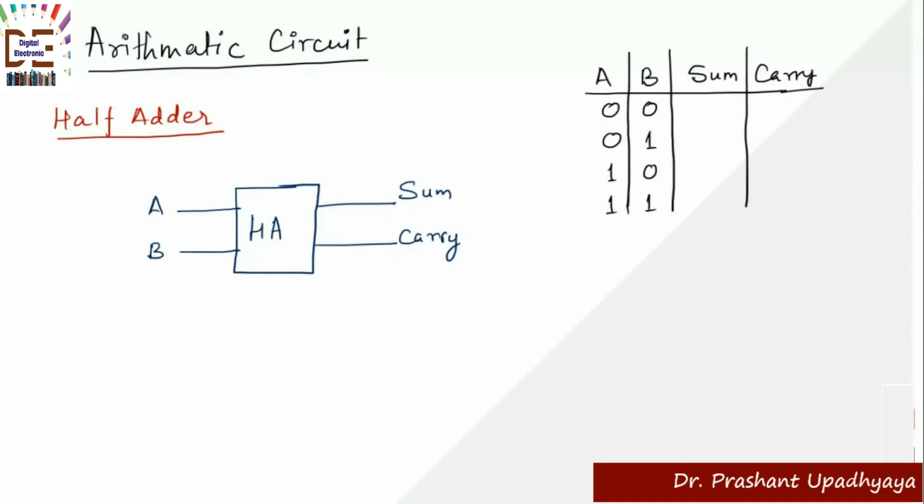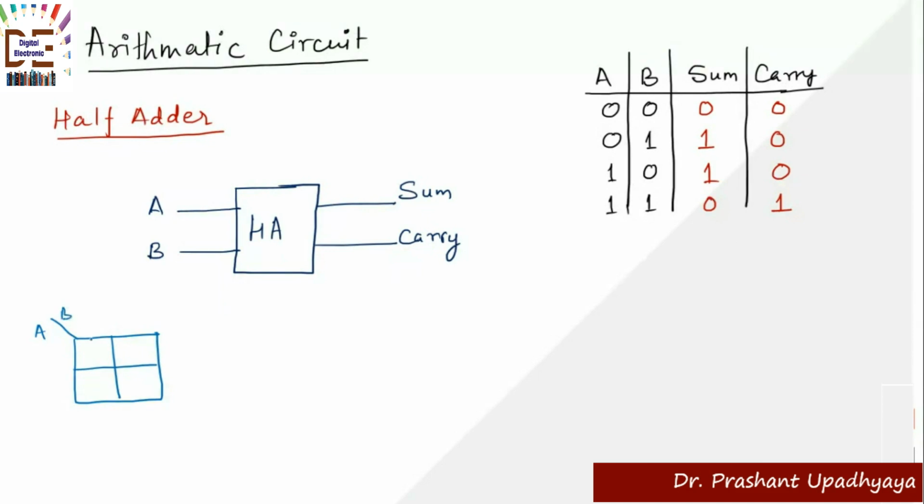If I talk about 0 plus 0, the sum will be 0. What will be the carry? Carry will be 0. What is 0 plus 1? 1. Carry will be 0. What is 1 plus 0? 1. Carry will be 0. Now what is 1 plus 1? 1 plus 1 is 10. 10 means you store one element, 0. So 1 plus 1 gives you sum 0 and your carry will be 1. Everybody agree?